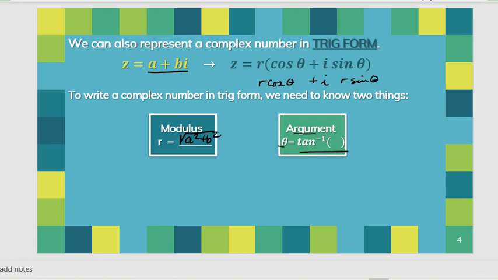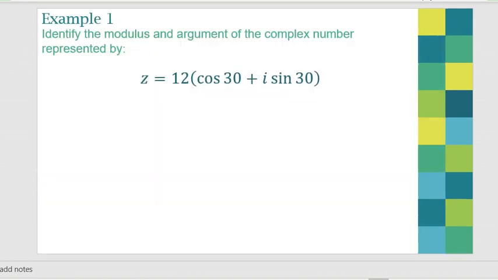Well, I wrote tangent of blank. So that's b over a, but you better get your inverse tangent in there, okay, of b over a. So that's how you find it. All right, let's go on. So what's the modulus and what's the argument?